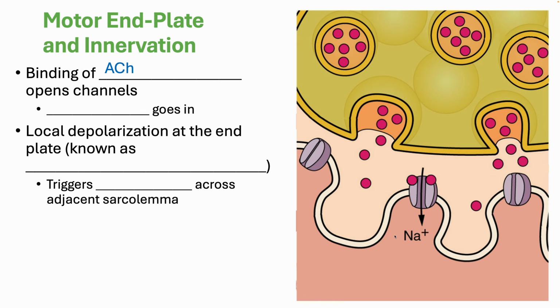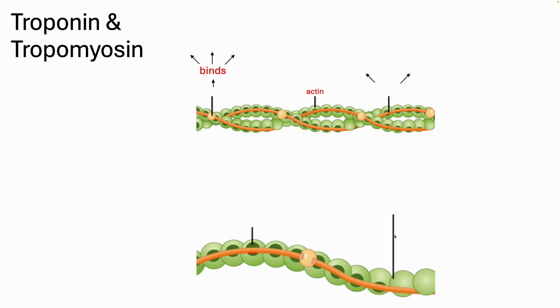Binding of acetylcholine to the receptor is going to open that receptor. It's a channel that allows sodium to go in. So as sodium goes in, it's going to result in a local depolarization at the end plate. This is known as the end plate potential. The end plate potential is going to trigger an action potential across adjacent sarcolemma, and so that's what's going to trigger overall contraction. So how does the action potential lead to contraction?